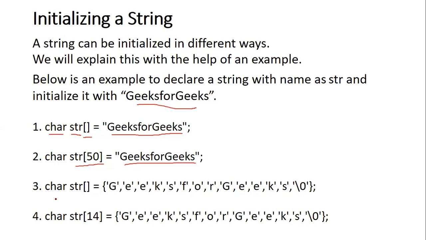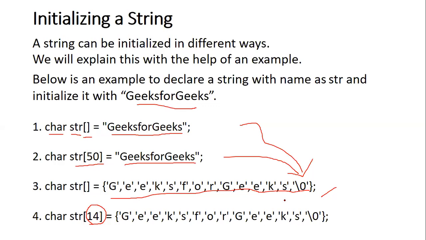Next, the third type is char string. Now we can store the same value as above, but we are storing it with single inverted commas, and every character is stored separately. It looks dissimilar, but it is stored in the same fashion. So the above is similar to this third element. The last one is char str of 14. Here the size of the array is 14, and we can store the same type of element.